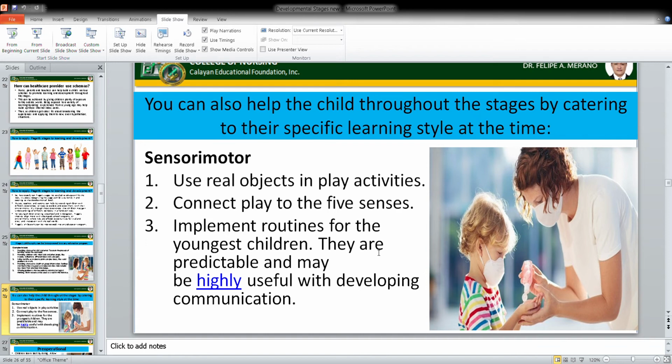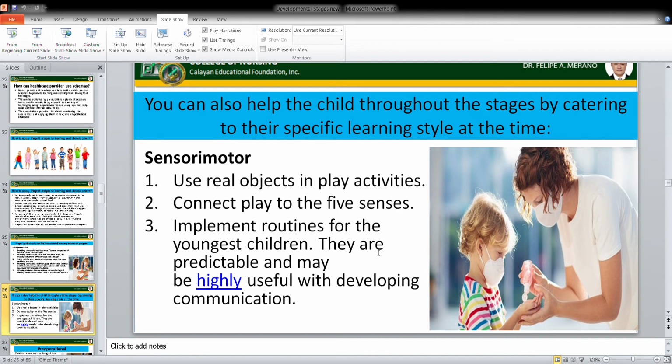Next, you can also help the child throughout the stages by catering to their specific learning style at the time. Sensorimotor: they use real objects and play activities. So you will not get the attention of children at this level without playing, because everything to them is about objects. If they see an object, then they will participate. That's why every healthcare professional uses a stethoscope as a form of play. They do not go directly into nursing intervention, not unless they get the attention or perception of the child using other objects.